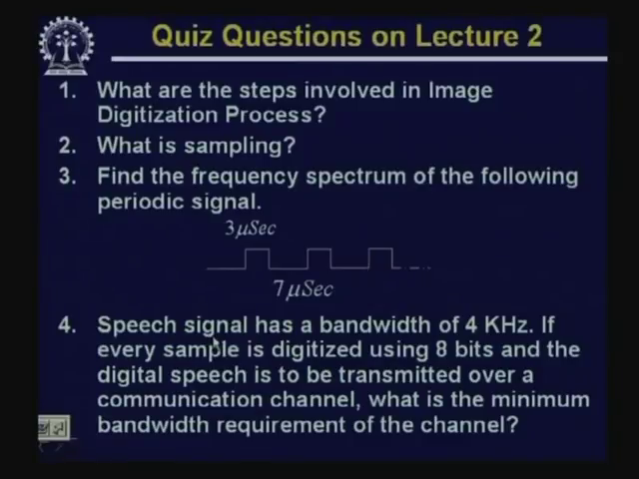The fourth question: a speech signal has a bandwidth of 4 kilohertz. If every sample is digitized using 8 bits and the digital speech is to be transmitted over a communication channel, what is the minimum bandwidth requirement of the channel? Obviously, because the signal is digital, by bandwidth requirement I mean the bit rate requirement of the channel.